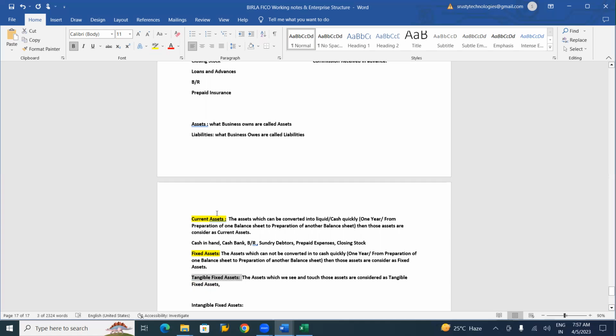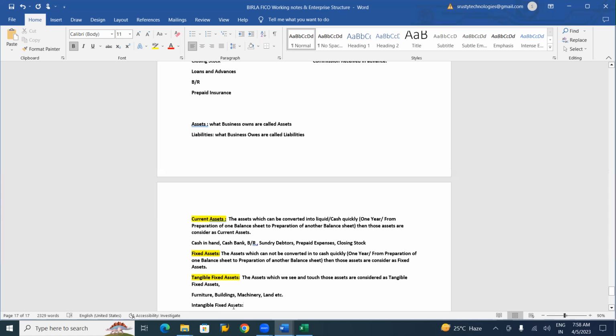So here, the tangible fixed assets are, for example, to start with the first one, the most common tangible fixed asset is furniture. Next one, buildings, machinery, land, etc. So these are nothing but tangible fixed assets.